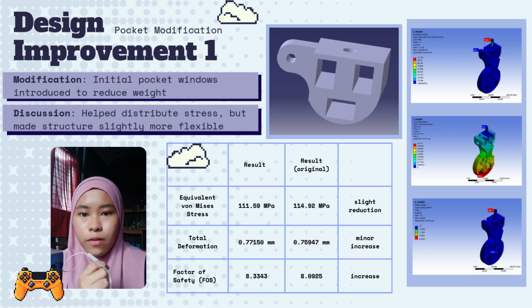However, we observe a minor increase in total deformation to 0.77150 mm. This indicates that while removing the material helped distribute high stress concentration, it also made the structure a bit easier to bend at those localized points. This modification resulted in a positive 1.58% increase in total deformation compared to the original design.